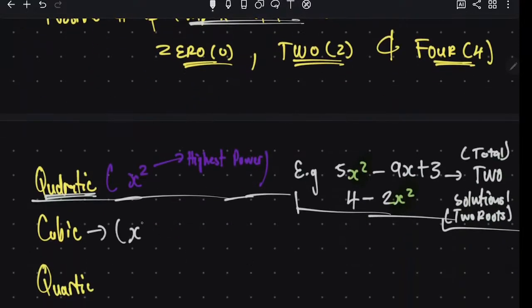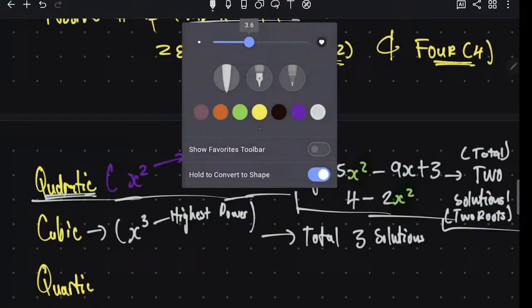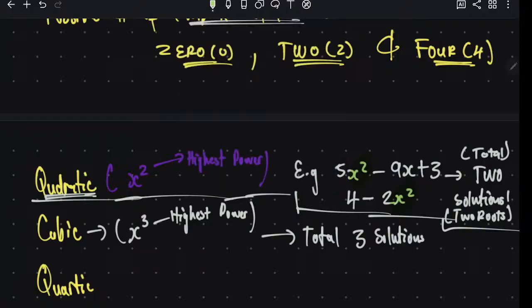Cubic is when you have x to the 3 as your highest power. Okay, I need to make sure you are understanding. Now, how many solutions in total can we get here? Total 3 solutions. For cubic, you can get in total 3. Now, how many complex solutions can you get for cubic? 0 or 2 complex. But in total, we must have 3.